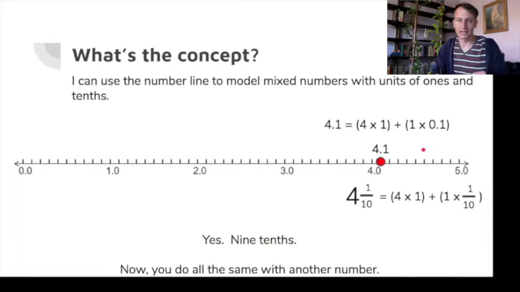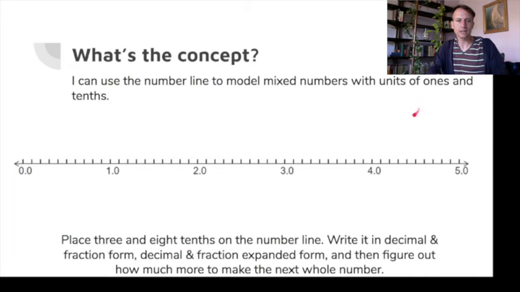Now, we're going to do the same with another number. We're going to place 3 and 8/10 on the number line, write it in decimal and fraction form, decimal and fraction expanded form, and then figure out how much more to make the next whole number. Okay, so I know that's a lot to do, so you want to pause the video here and do all that, and then unpause it, and we'll go over it together. Okay, so go ahead and pause now.